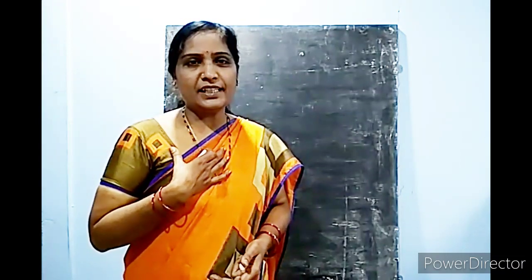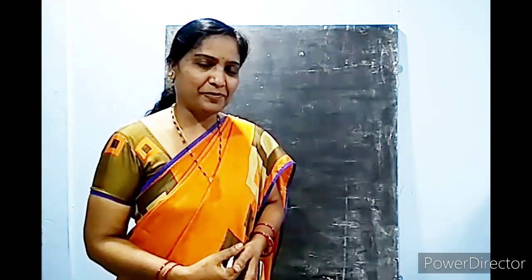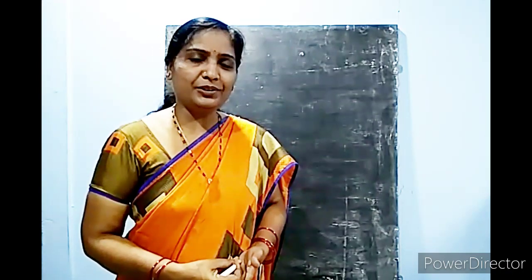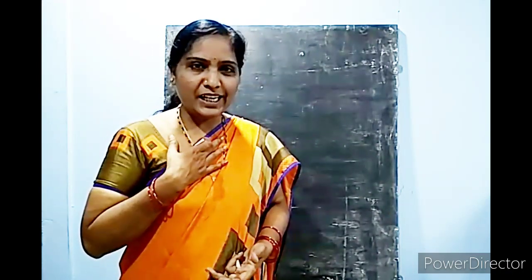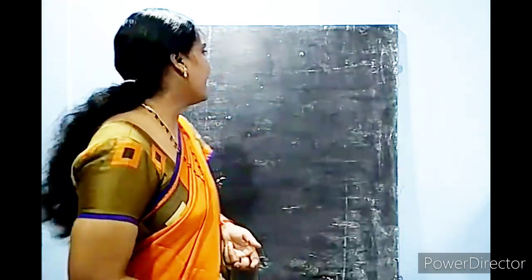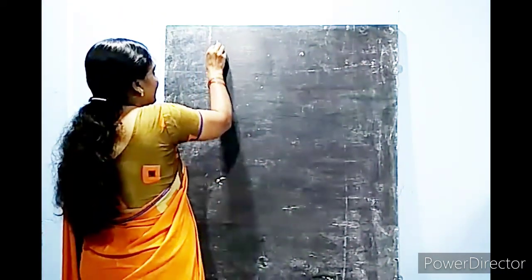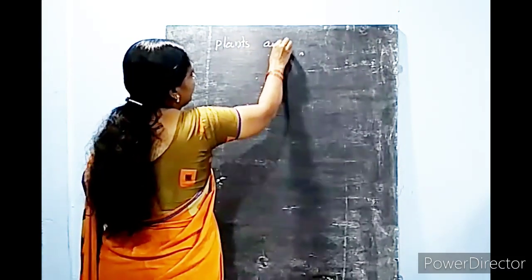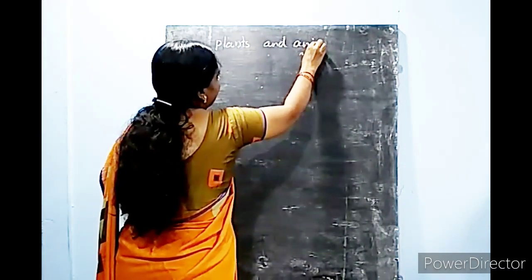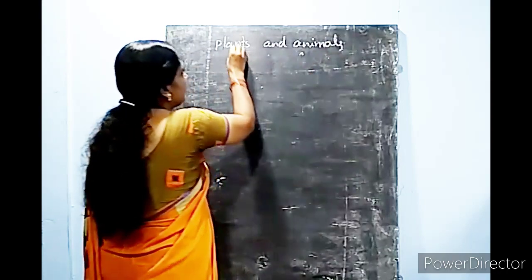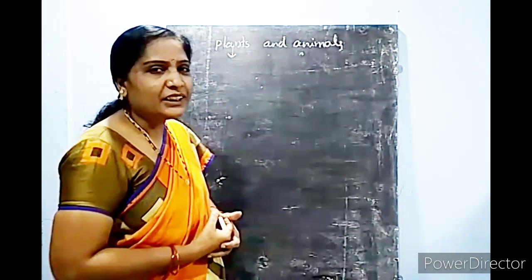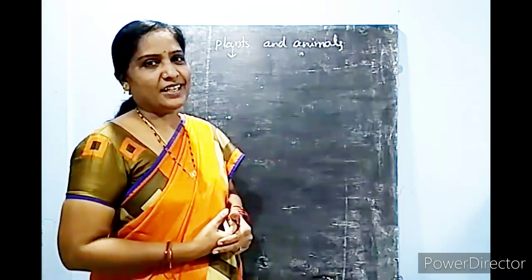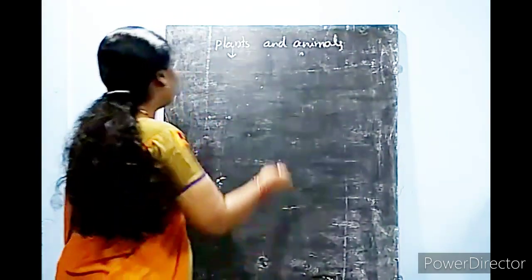From where do we get our food? On whom are we depending to get our food? We are getting our food from plants and animals, you are right. Then, from where do these plants get their food? So, to understand that, we'll do one small activity.